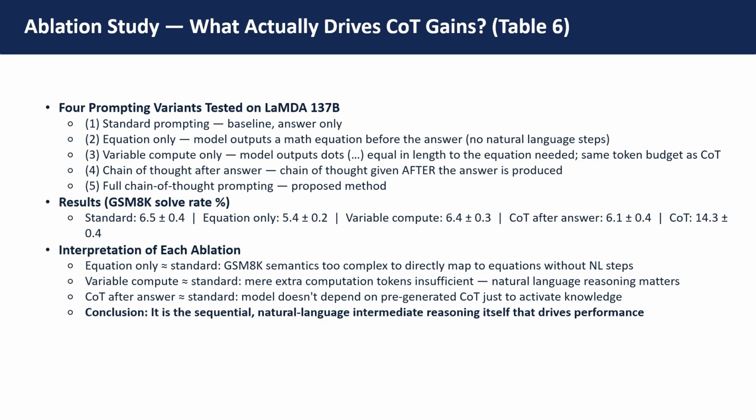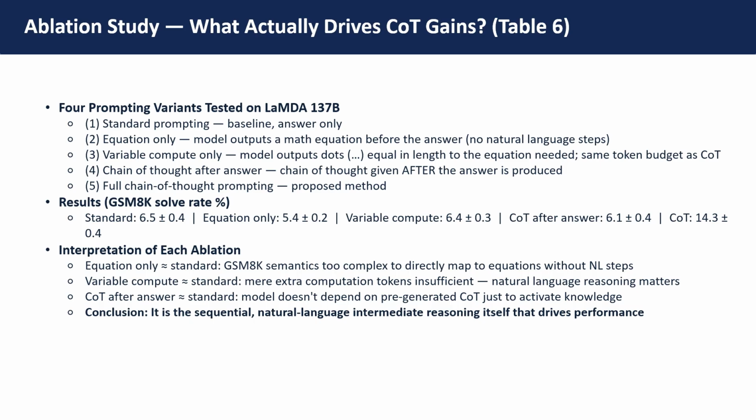Now, this is one of the most critical slides in the paper. The authors are asking a question: what exactly causes the improvement? So they test four hypotheses. First hypothesis is equation only. Maybe the benefit comes from writing equations. Result, it does not work well on complex datasets like GSM8K. Reason is that mapping natural language to equations itself requires reasoning.